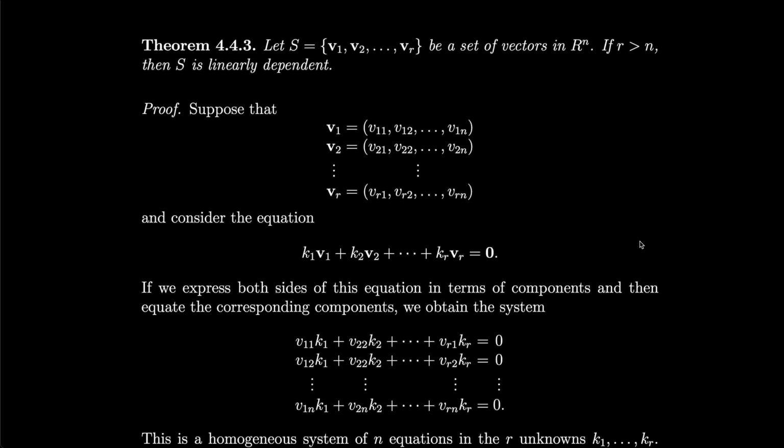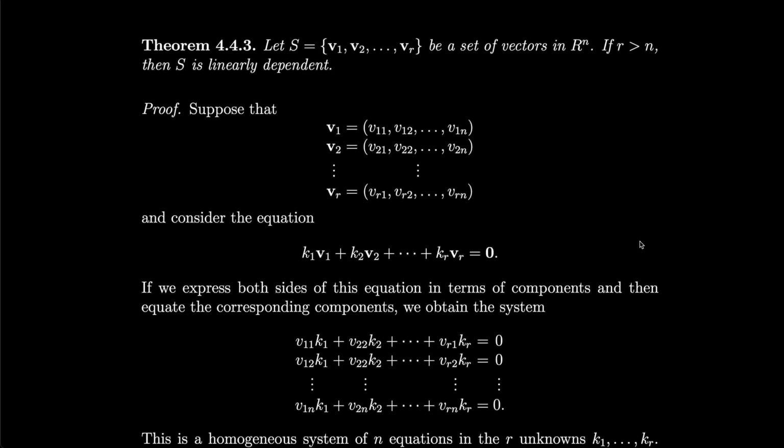Next up, let S equal a set of vectors again, in Rn. If r is bigger than n, then S is automatically linearly dependent. So if you have more vectors in your set than the dimension of the space that you're looking in, the dimension of Rn, then the set is automatically linearly dependent. You can imagine that basically you have an extra vector in there that shouldn't be, that it has to be a scalar multiple of one of the other ones.